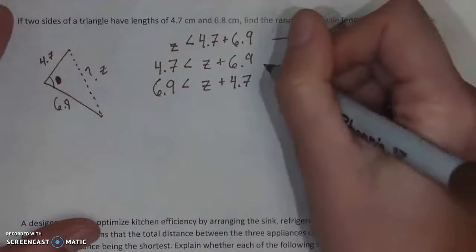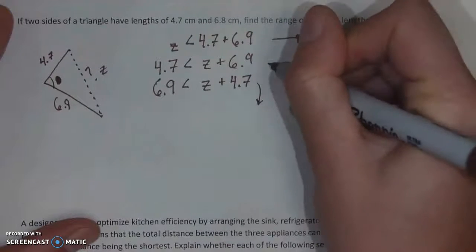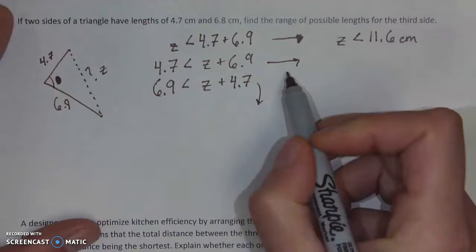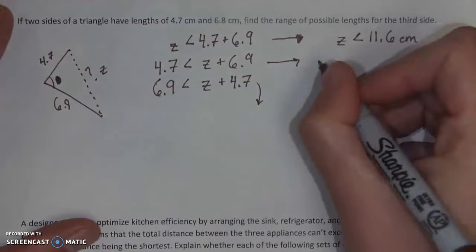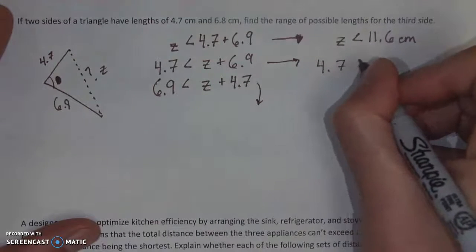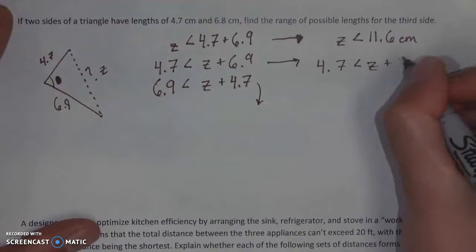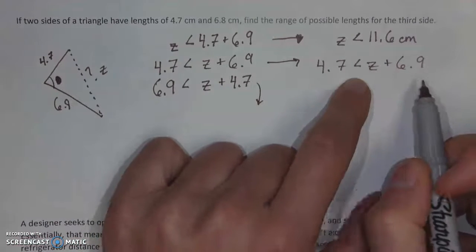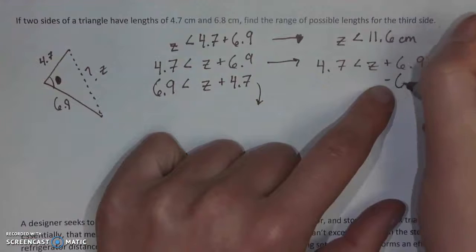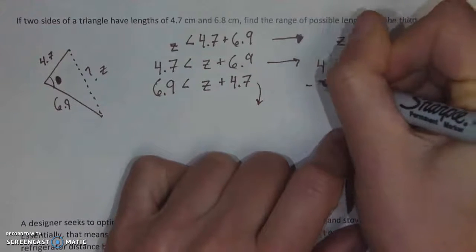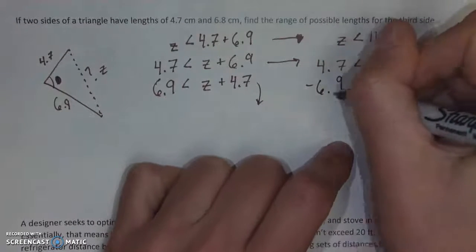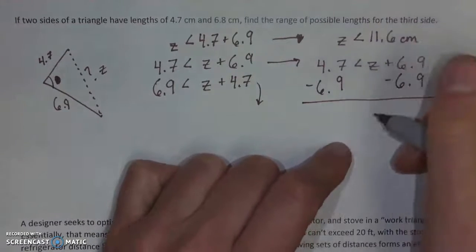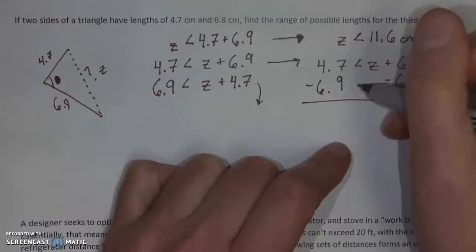And that's going to be determined by one of these two inequalities. So let's simplify each of these two inequalities and see what happens. For the first one, we have 4.7 is less than z plus 6.9. Now I can solve this like I would in a normal equation. I can move the 6.9 to the other side by subtracting both sides by 6.9. This is subtracting 6.9 from both sides.